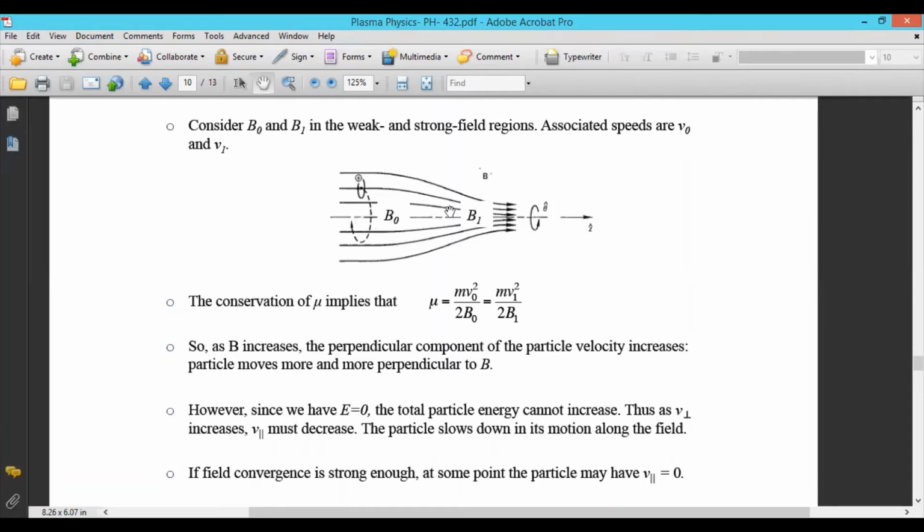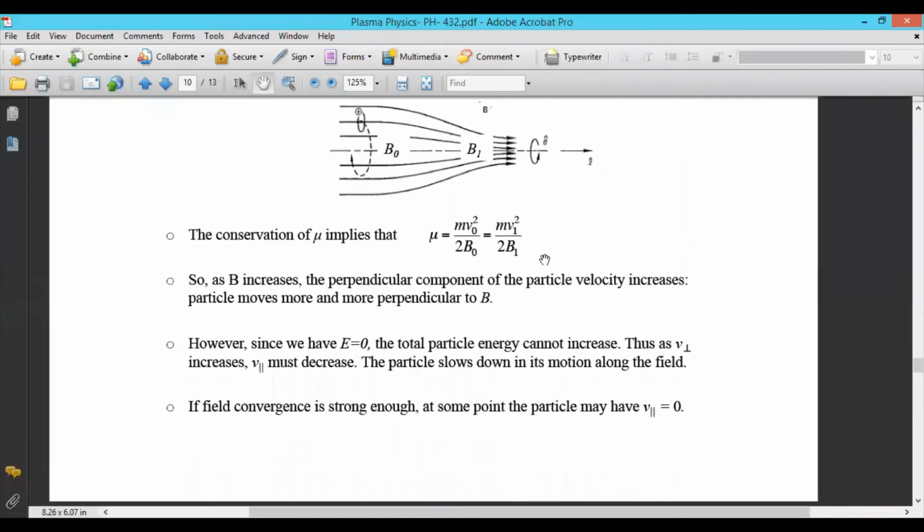And we know that the magnetic moment is conserved. So conservation of magnetic moment implies that in the weaker field, half of m v naught square over B should be equal to, in the stronger field where mu should be equal to, half of m v perpendicular square over B1. So as our magnetic field increases, the perpendicular component of particle velocity increases, and particles move more and more perpendicular to B because the parallel component of the velocity decreases there.